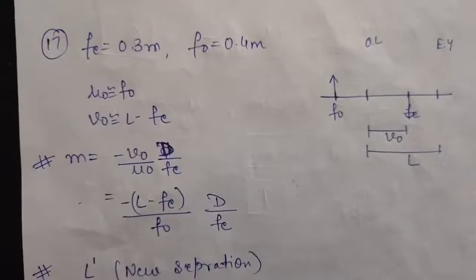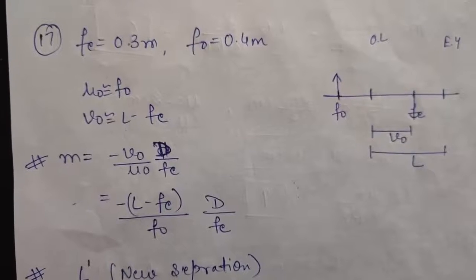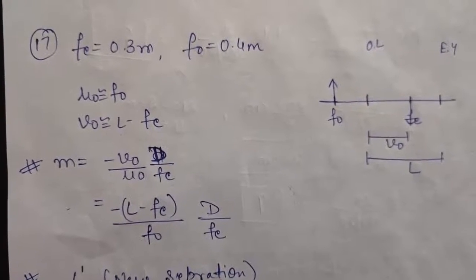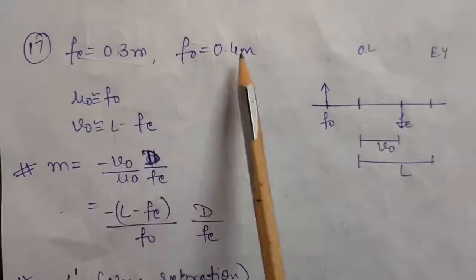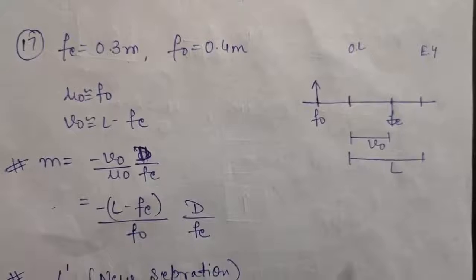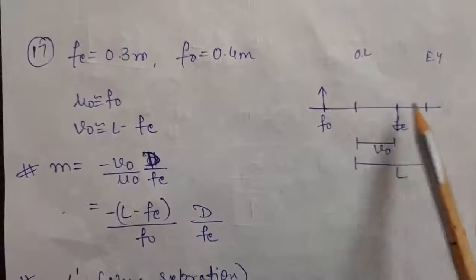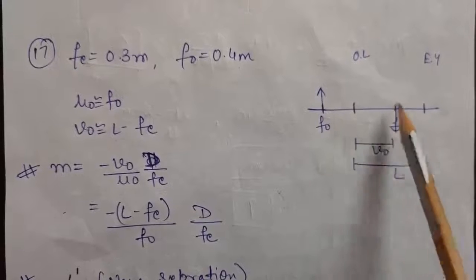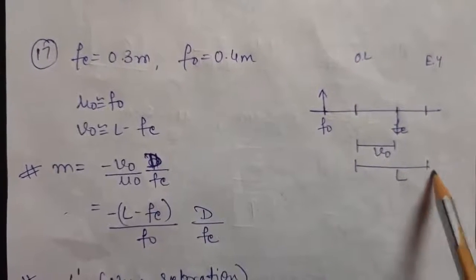Okay, so the next is question number 17. So the question says the separation between the eyepiece of focal length 0.3 centimeters and the objective of focal length 0.4 meters of a microscope is 0.2 meters. That is, suppose these 2 points are objective lens and eye lens. Okay, you are given the focal length and you are given L also. Okay, this L is given to be 0.2.